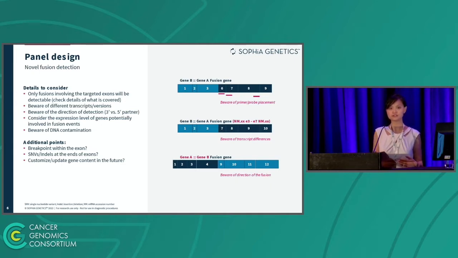Consider that there are different transcripts or isoforms. Be cautious of the direction of detection. So is your fusion partner a 3' or 5' gene? Consider the expression levels of the genes potentially involved in the fusion events, etc. An additional point to consider is, can your assay of choice be customized or updated in the future as you narrow your focus or expand your search?